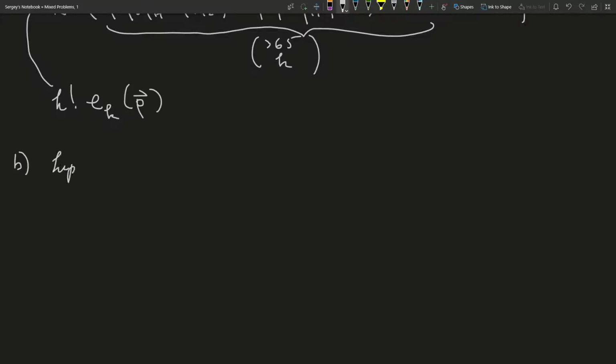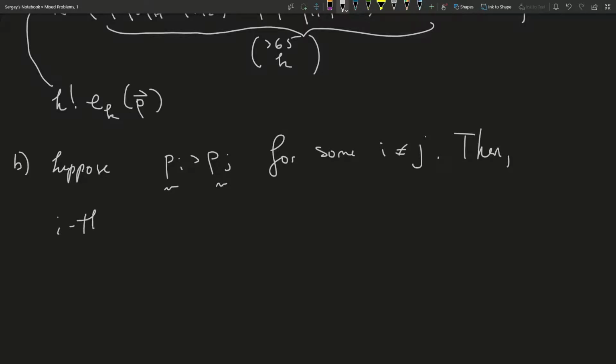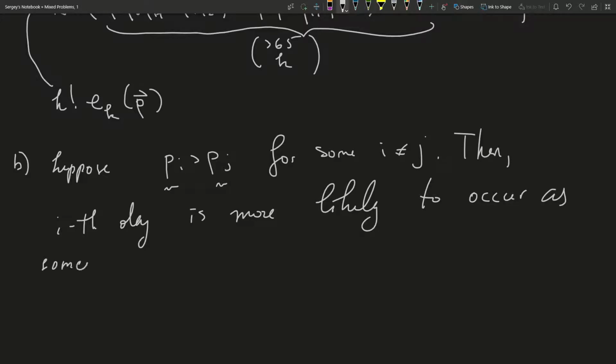So suppose pi is larger than pj for some i not equal to j. So we have our vector p, and suppose one of the values in that vector is larger than some other value. So then, what does this mean? That means the ith day is more likely to occur as someone's birthday compared to the jth day.